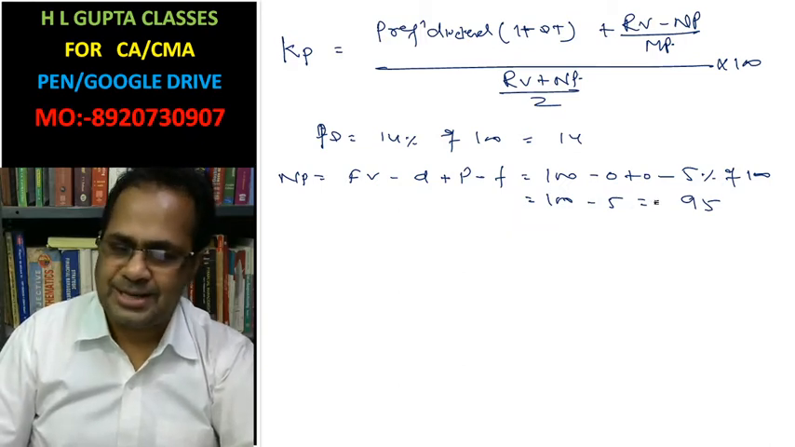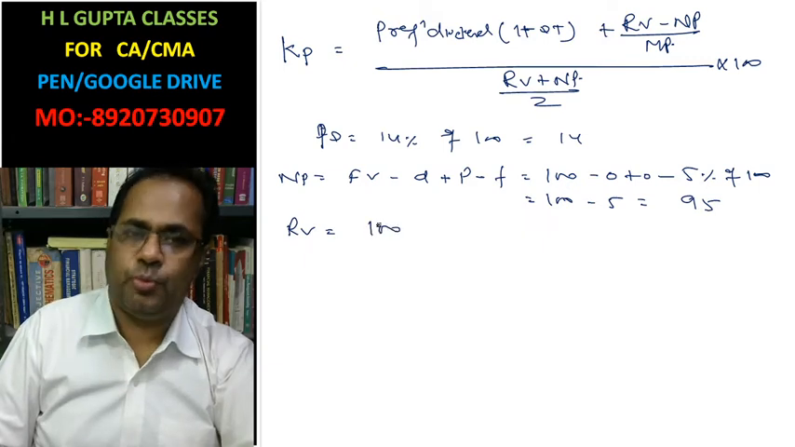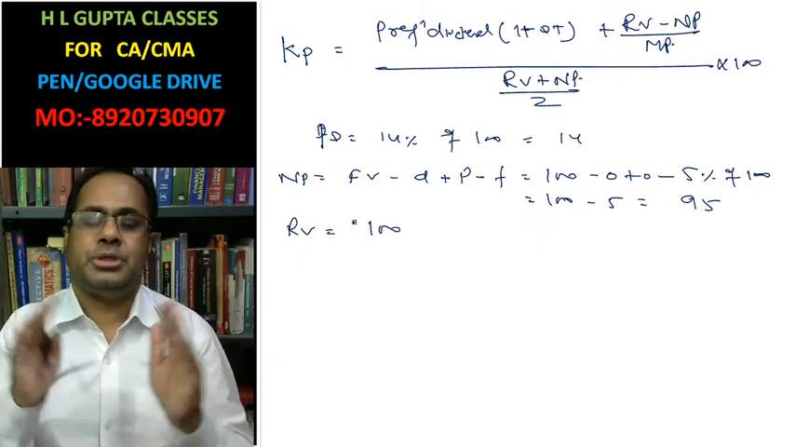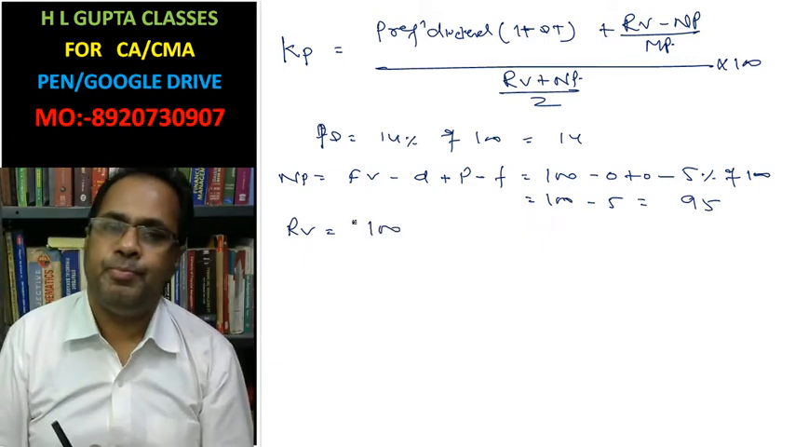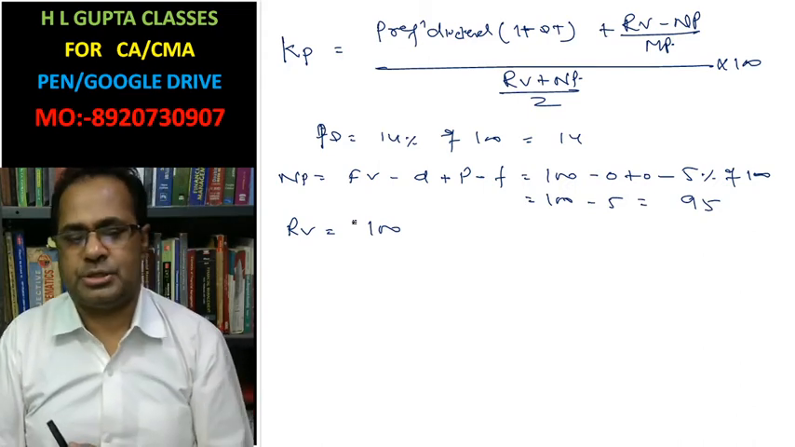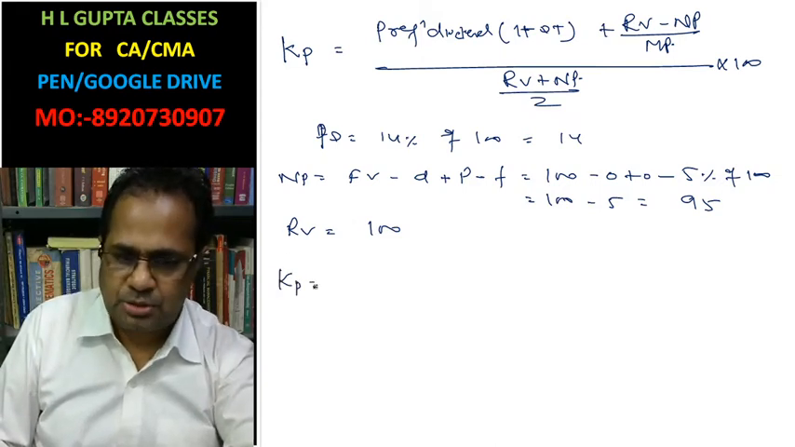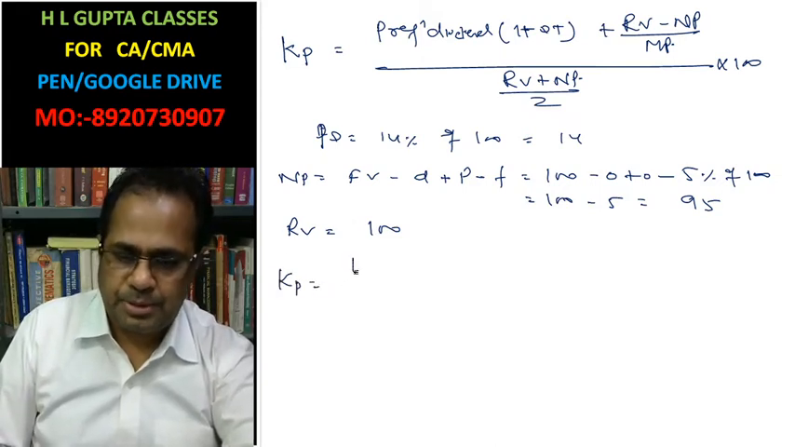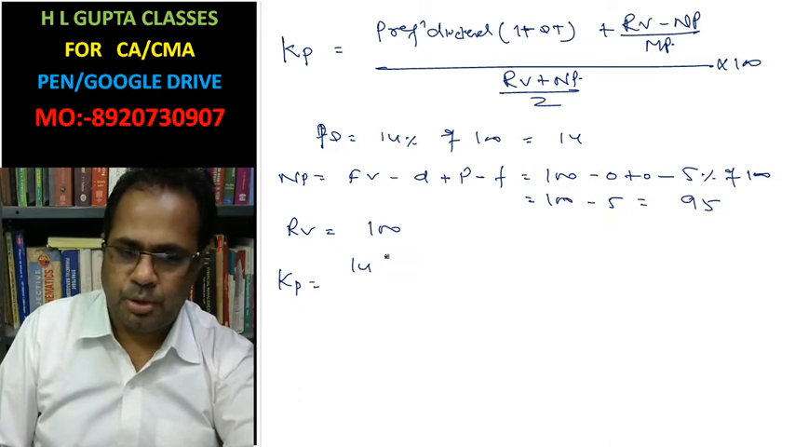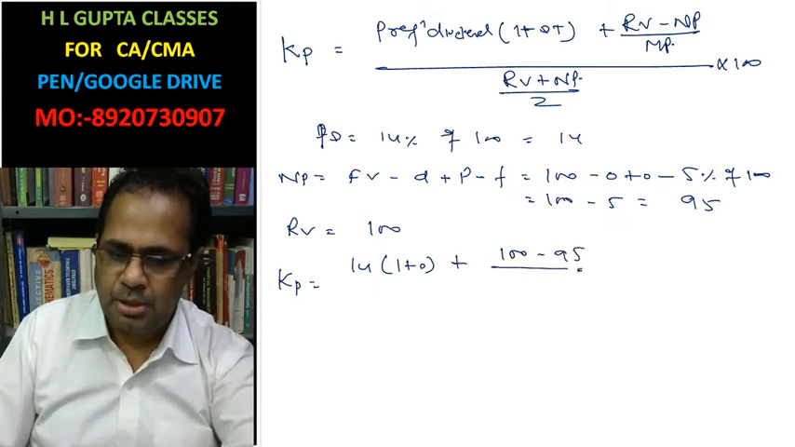And no dividend tax. Redeemable value is taken as 100. Whenever there is no information about redeemable value, then it is assumed face value is the redeemable value. Now cost of preference equals preference dividend 14, 1 plus 0 tax, plus redeemable value 100 minus 95. Maturity period is 10 years.